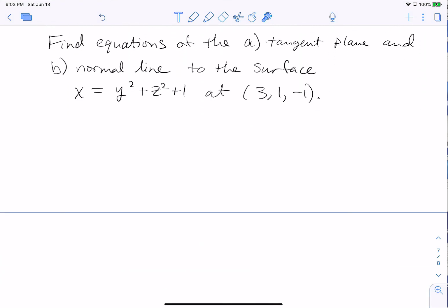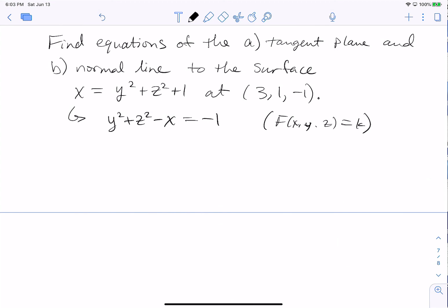We're going to find equations of the tangent plane and the normal line to the surface x equals y squared plus z squared plus 1 at the point 3, 1, -1. First things first, our surface is going to be written as y squared plus z squared minus x equals -1. We need all the variables on one side and the constant on the other. Remember, we were looking at this through the lens of F of x, y, z is equal to k.